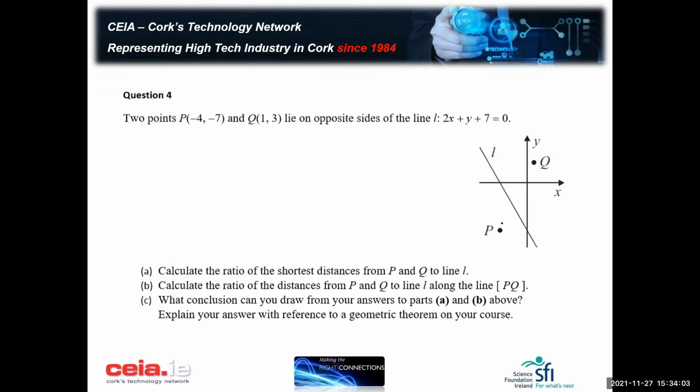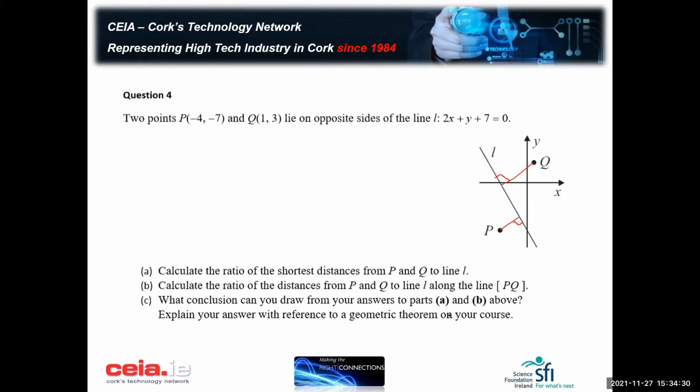Calculate the ratio of the shortest distances from P and Q to line L. So the shortest distance, that's the perpendicular distance. We have the shortest distance from Q to line L, a perpendicular distance, and the shortest distance from P to line L, also a perpendicular distance. I'm going to explicitly draw in the right angles, 90 degrees.